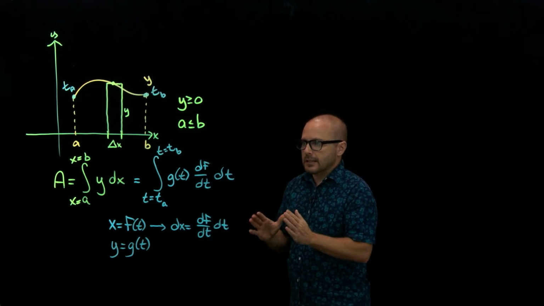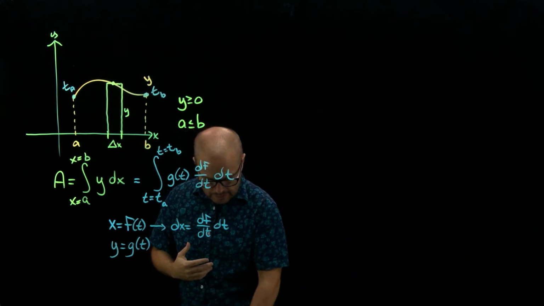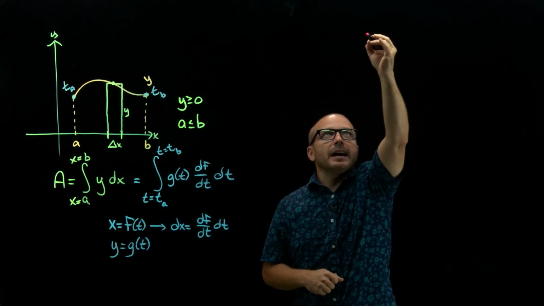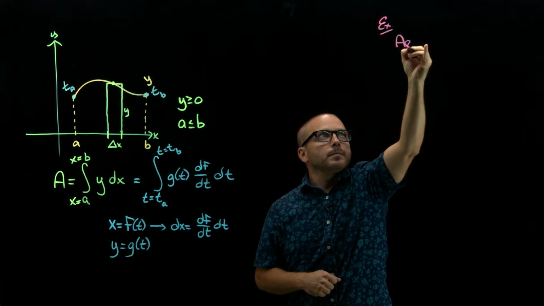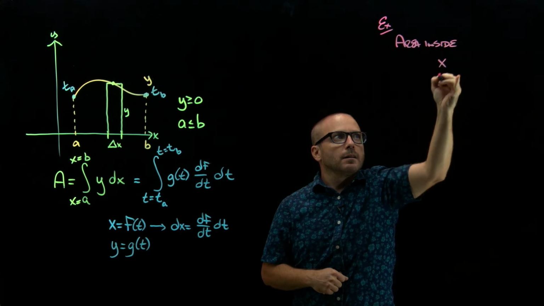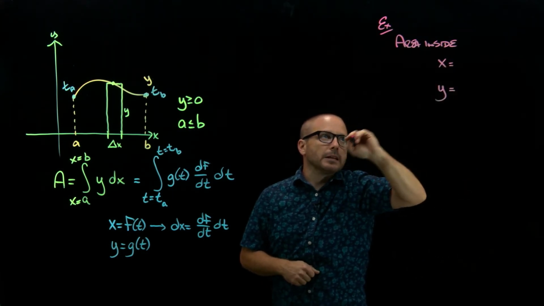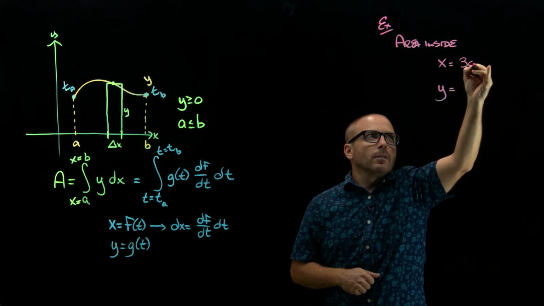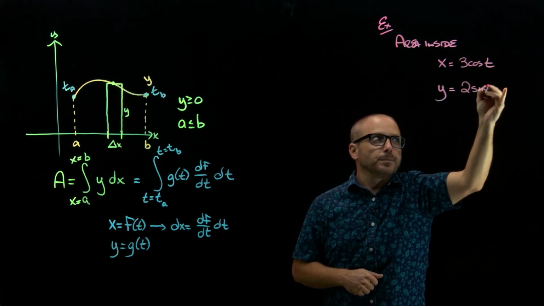All right, so let's look at an example here. Let's do an ellipse. Let's find the area inside, let's say, x = 3 cosine t, y = 2 sine t.